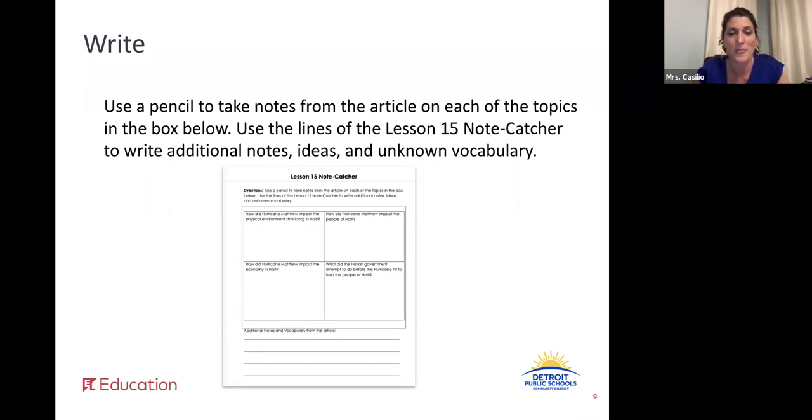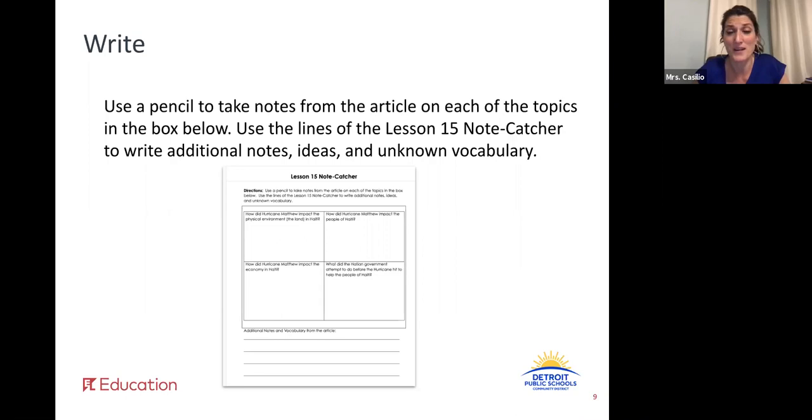That's good to know. Okay, when I look at this, I see I have 4 boxes. Let's look at the first box together. It says, how did Hurricane Matthew impact the physical environment, the land in Haiti? What's so cool is you've already had a discussion about this. Go ahead and press pause. Use your article to quote accurately. This is going back to our learning target, to quote accurately when explaining what the text says. So press pause, go ahead and write in that first box.